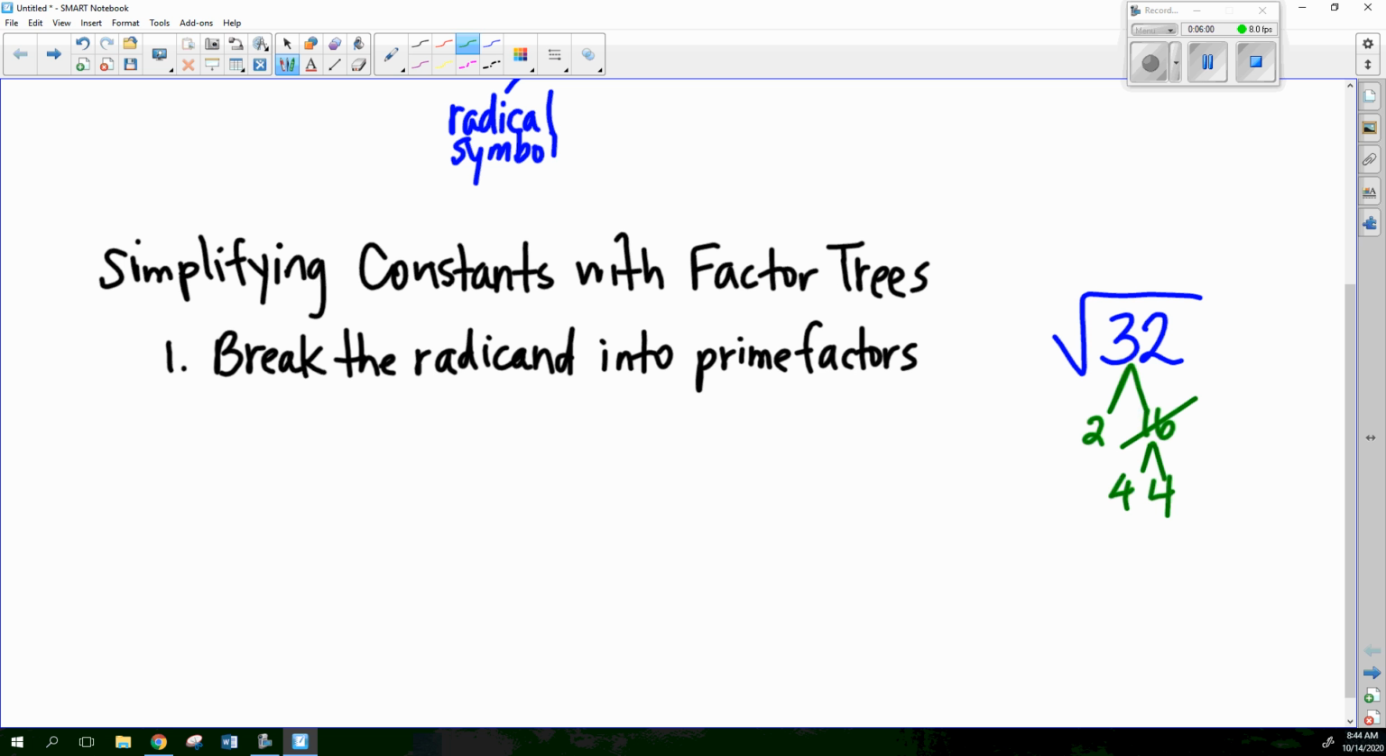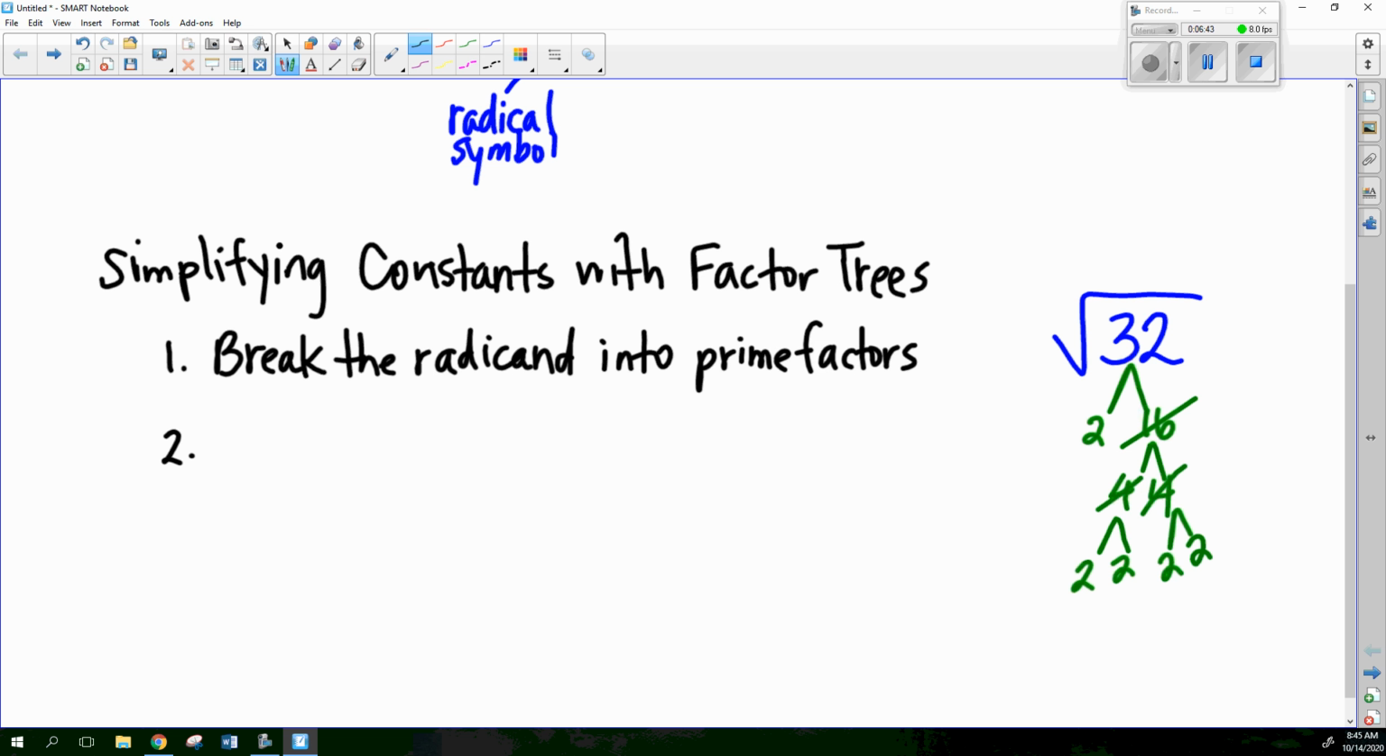Now, are 4 and 4, are those prime numbers, or do they have more factors? There's more, okay? Give me two numbers other than 1 and 4 that multiply to be 4. Can't be 1 and 4. 2 and 2. So I broke that 4 down, and then I'm breaking my other 4 down. If you break it down, cross it out. Okay, now everything that's left are prime numbers. So that's what I mean by break the radicand into prime factors. You still with me?